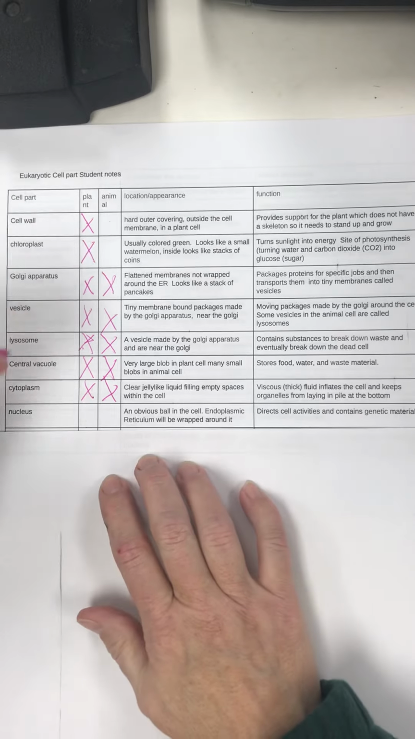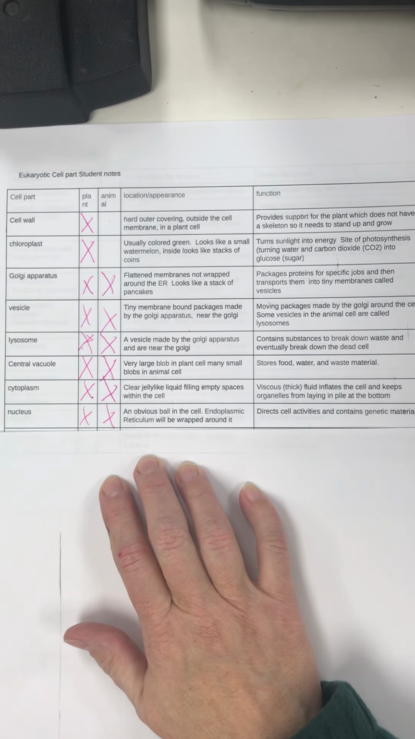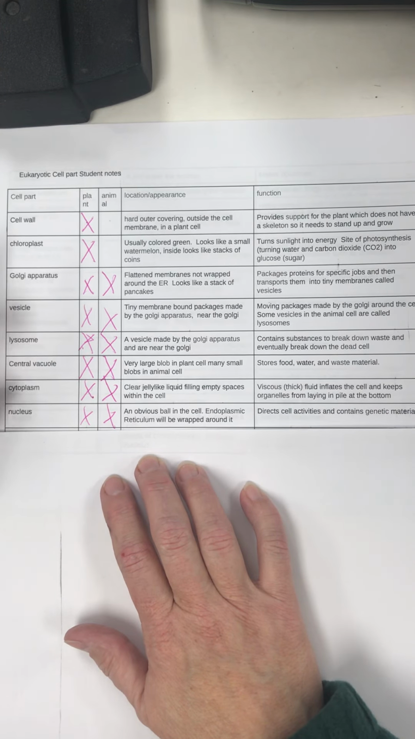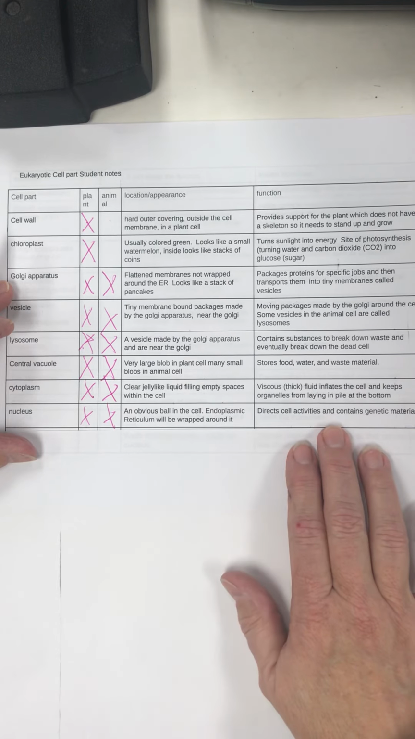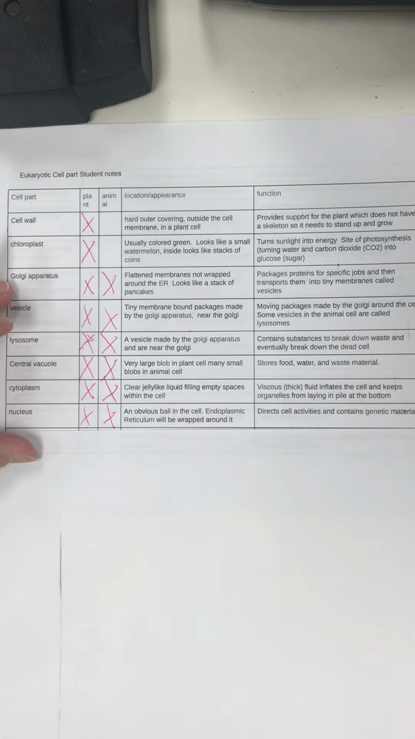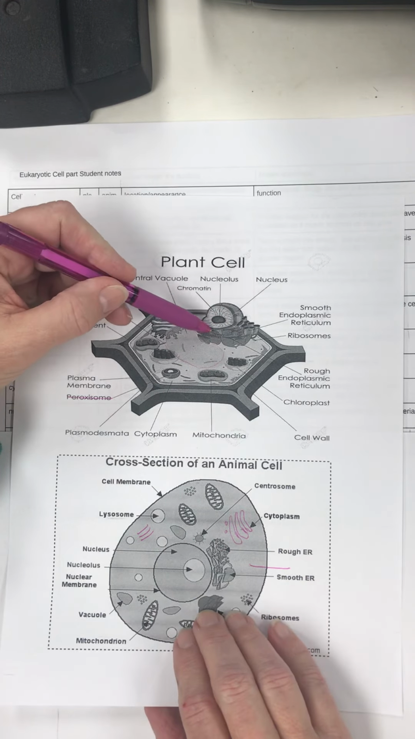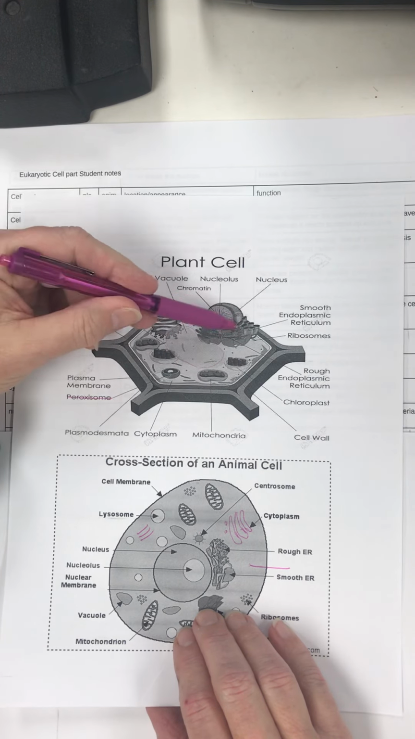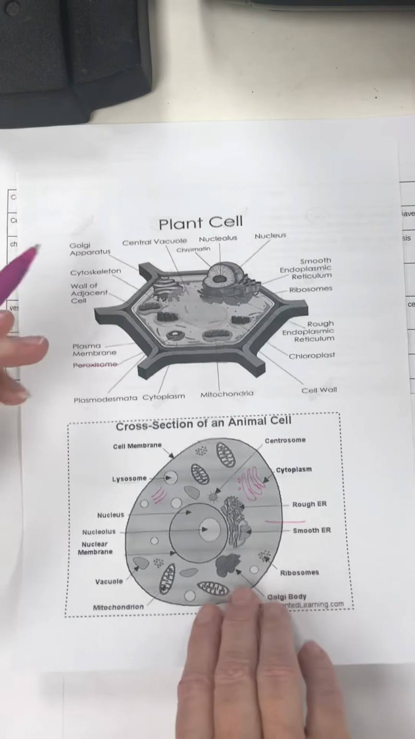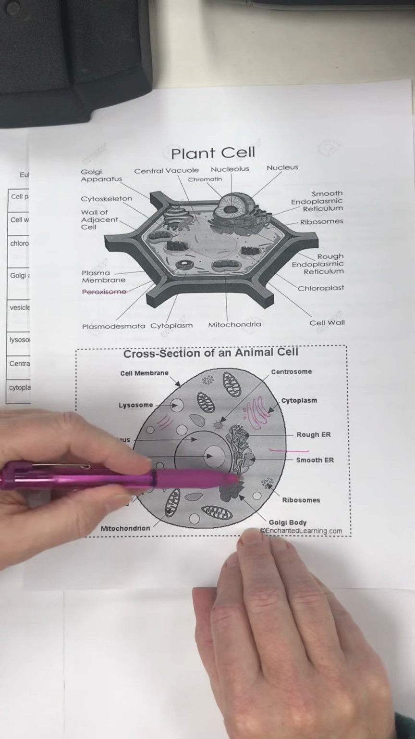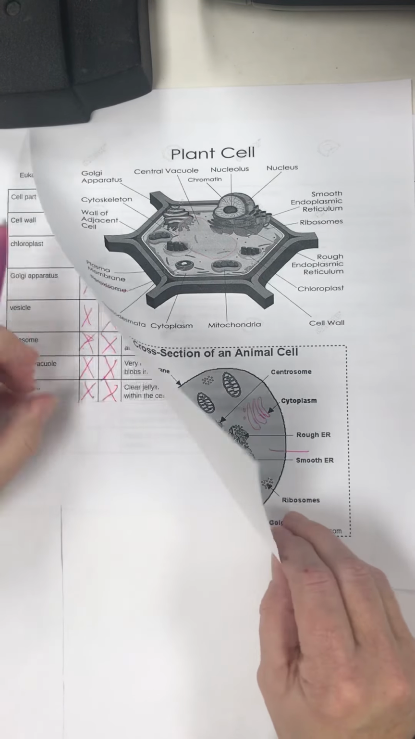The nucleus, both plants and animals have nuclei. Nuclei is the plural word for nucleus. In other words, it's one nucleus or three nuclei. An obvious ball in the cell. The endoplasmic reticulum will be wrapped around it, and it directs cells' activities and contains genetic material. So here, notice how it's not necessarily in the center. In the ER, these folds right here, which we'll talk about in a minute, are wrapped around it. And in the animal cell, here it is right here, and there's those ER that we're going to talk about in a minute, kind of wrapped around it.